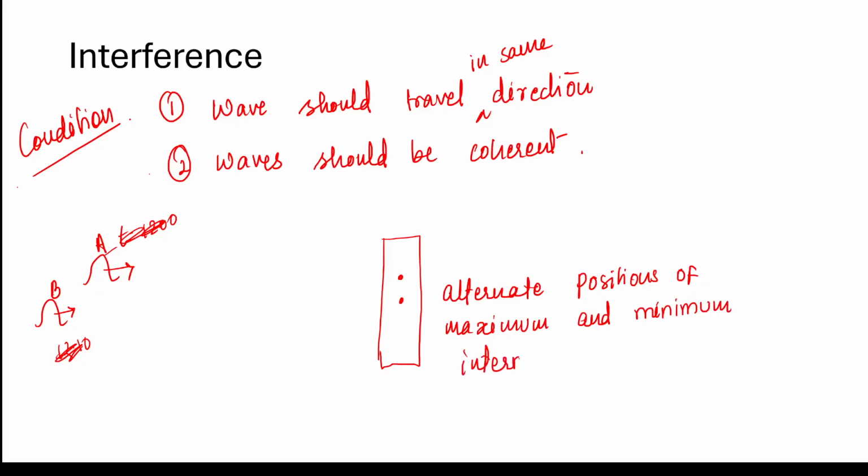So what happens in interference is, whenever 2 waves interfere, you have alternate positions of maximum and minimum intensity. So that's your interference. If it is maximum intensity, it is called constructive interference. So this one is maximum intensity. And if it is minimum intensity, this is destructive interference.